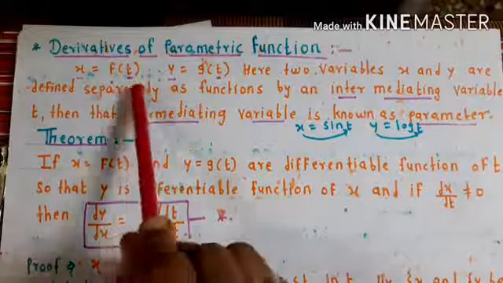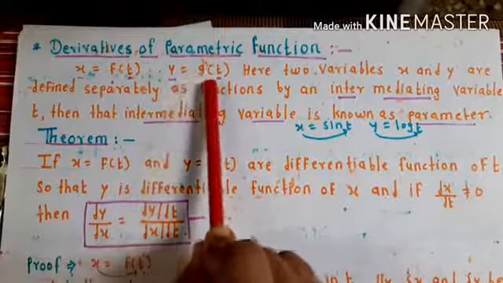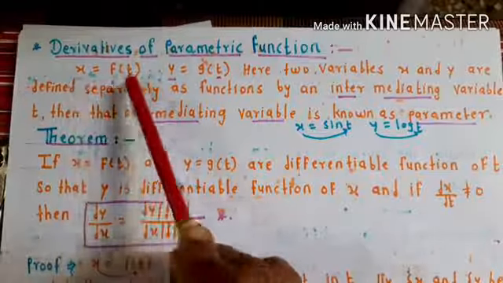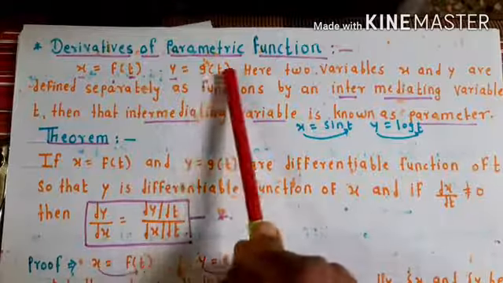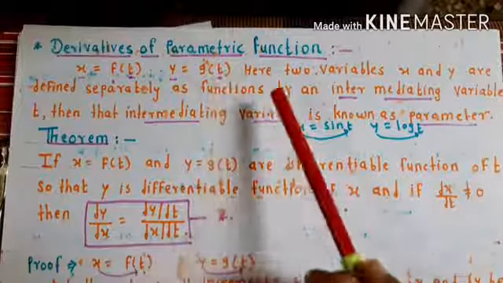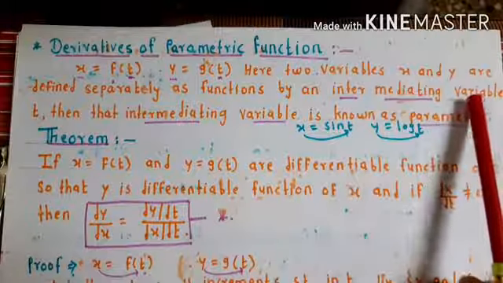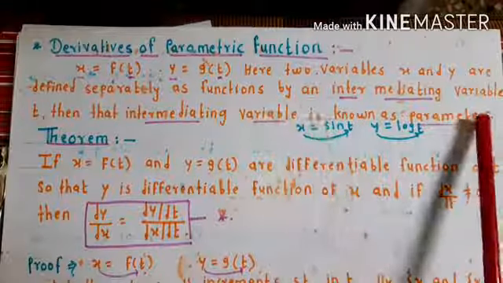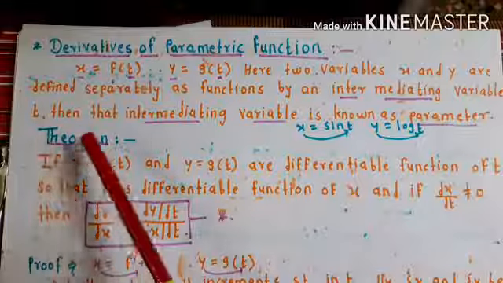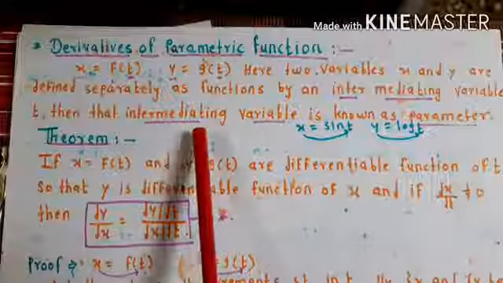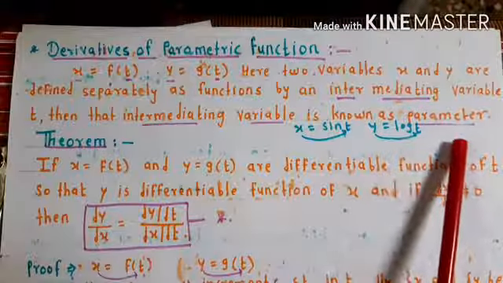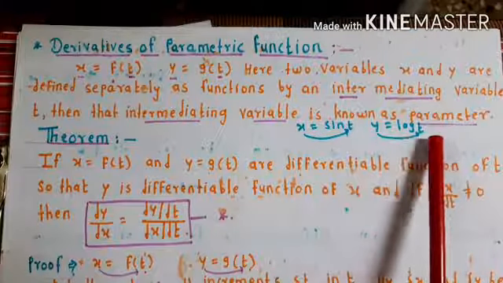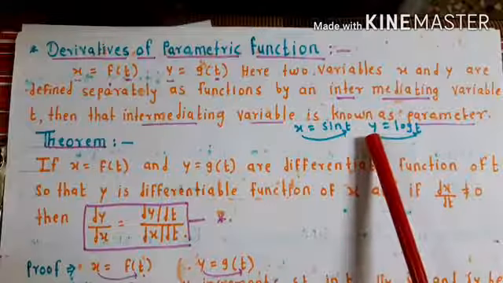Suppose x equal to f of t and y equal to g of t are two functions. Here x is a function of t and y is also a function of t, that is, y equal to g of t. Here two variables x and y are defined separately as functions by an intermediating variable t. This intermediating variable is known as a parameter, and the function in which such a parameter is used is known as a parametric function.